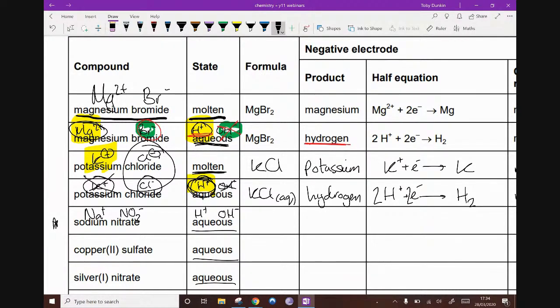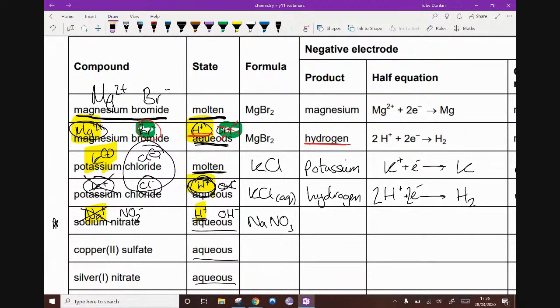Number 1 is I look at my metal. Who am I going to make? Well, hydrogen is way less reactive, so I'm not going to get sodium. I'm going to get hydrogen. So the formula, of course, is NaNO3. The reason being is it's Na plus and NO3 minus. You have to learn those ions. Please, please, please learn your complex ions.